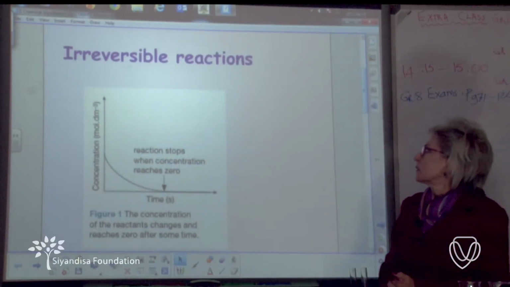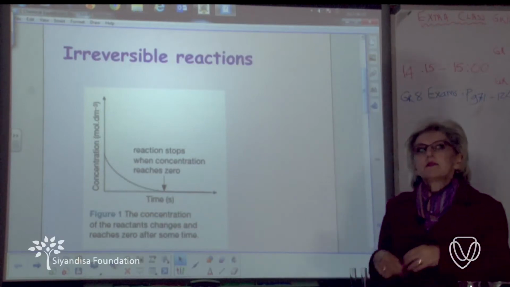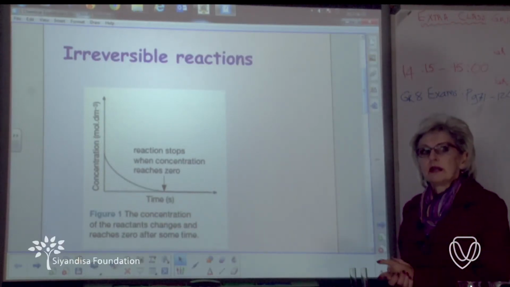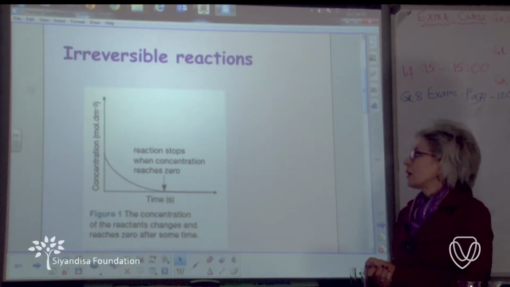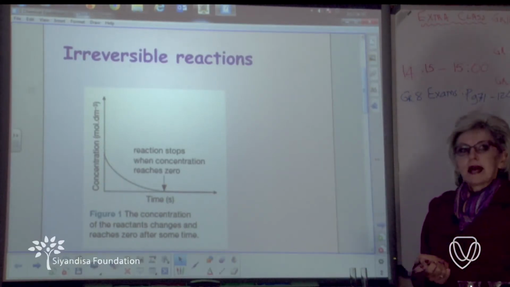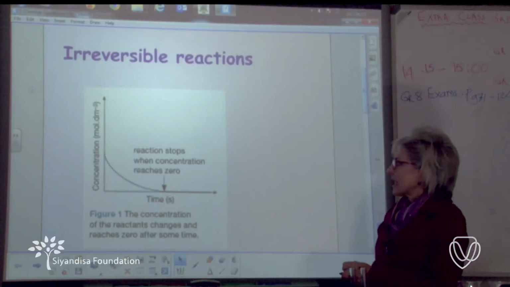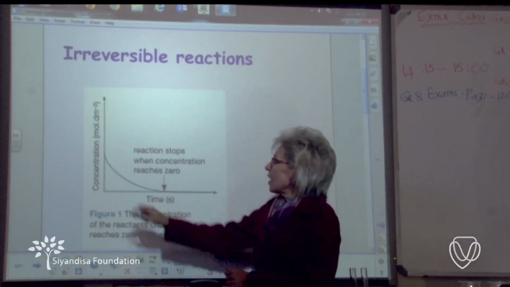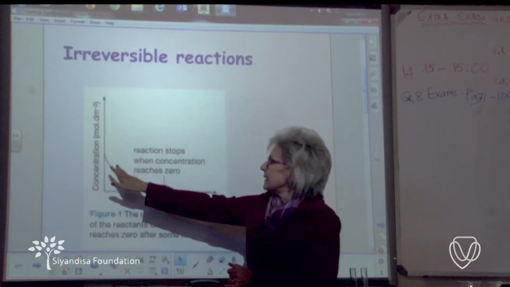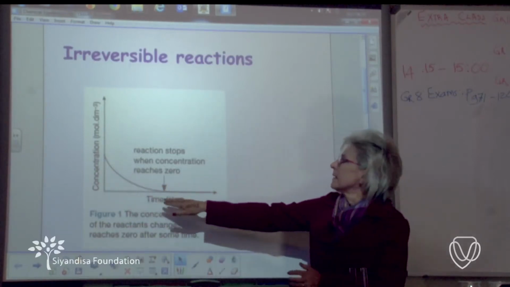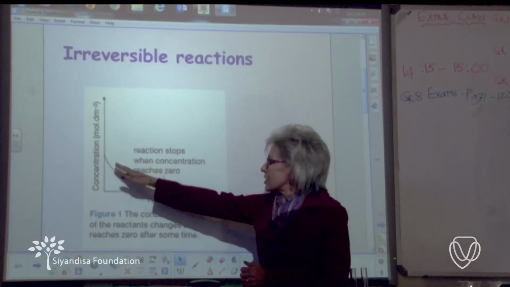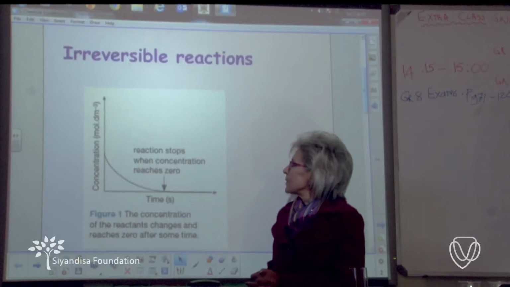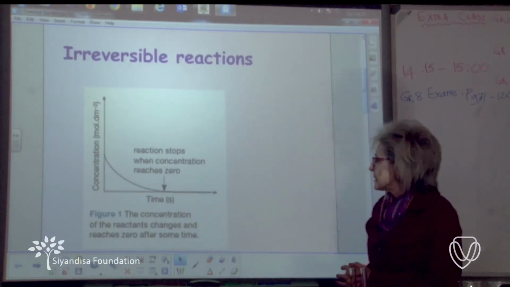What is an irreversible reaction? Because up to the point where we've started dealing with chemical equilibrium, you've basically only been exposed to irreversible reactions. And in an irreversible reaction, the concentration of your chemicals start at a high point, and then it decreases until the concentration of your initial reactants is zero, and the reaction then stops with the concentration being zero.